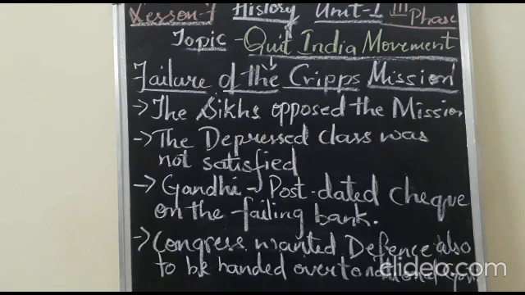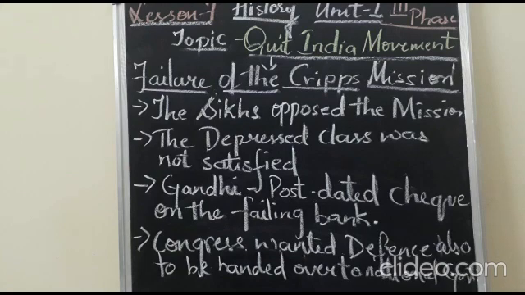Mahatma Gandhiji refused the proposal. Why? Because he called it a post-dated cheque on a failing bank. The Congress also was not happy because they wanted defense also to be included in the national government, and they also insisted on the national government with full responsibility. Now you can expect a probable question from this particular topic. What were the causes for the failure of the Cripps mission? This is one of the major causes to pass the resolution called the Quit India movement. So you need to learn this very well.